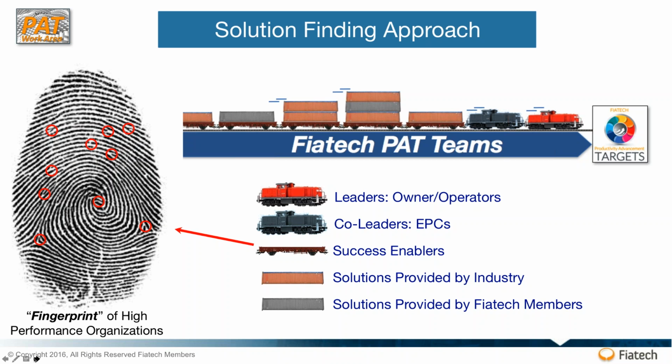The analogy continuing here is that you can view success enablers as expectations of what would be reasonable for a high performance organization to achieve, and virtually no organization has all these success enablers. But this is what I was talking about: in aggregate, probably 75% of the industry already knows the solutions to these, but solutions can come from a variety of places. They can come from the industry, or they can come from Fiatech projects and Fiatech members and things like that.